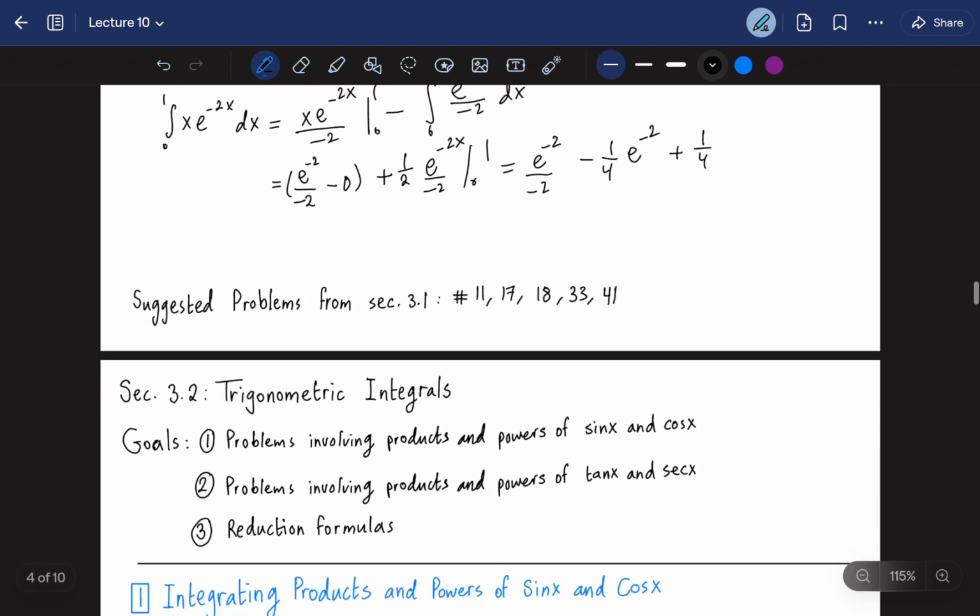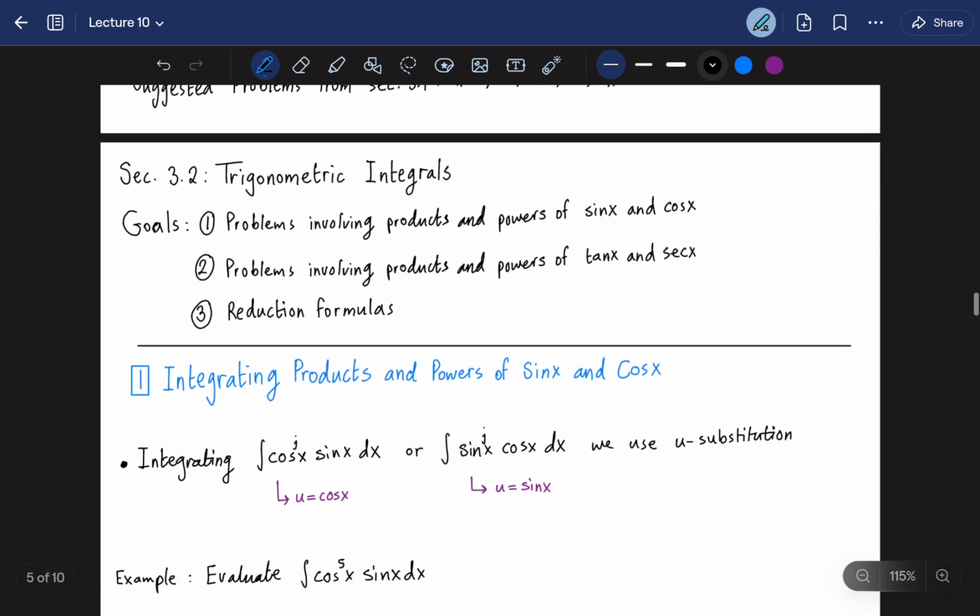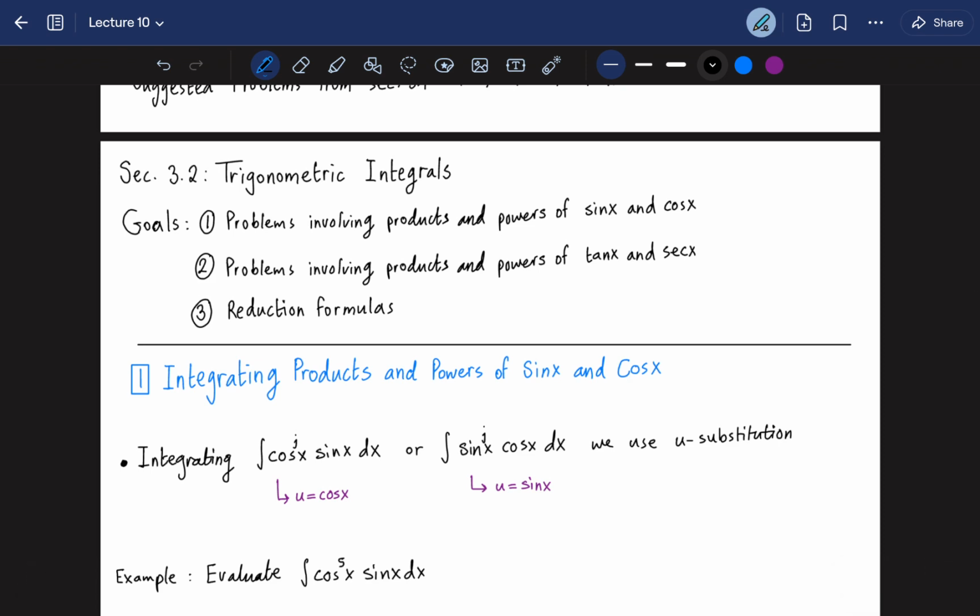Okay, so the second section that we're going to cover today is section 3.2, which is trigonometric integrals. So nothing new here. It's just some properties for sine and cosine, tan and secant, where if you have a multiplication of these functions and you want to integrate them, you want to have a way to integrate them easily, because we don't know the antiderivative for a product of these functions directly.